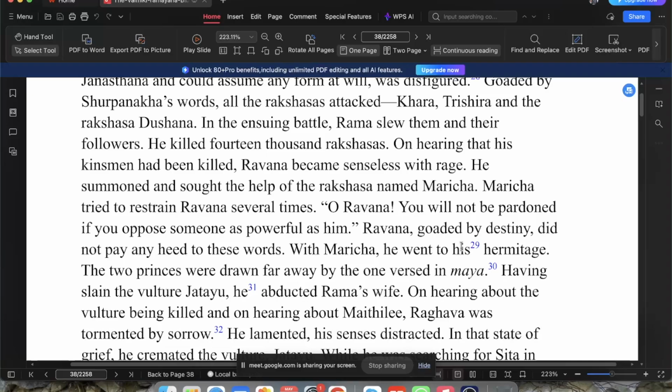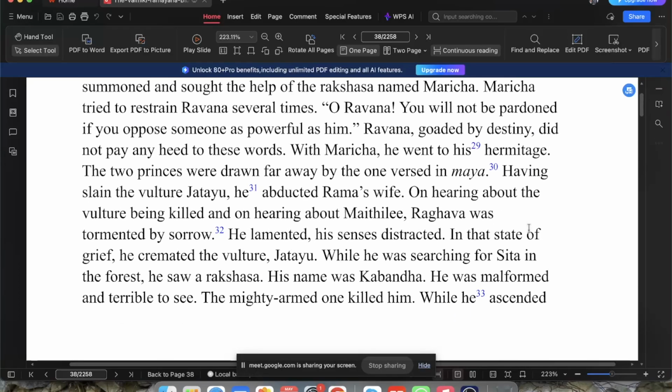He summoned and sought the help of the Rakshasa named Maricha. Maricha tried to restrain Ravana several times: O Ravana, you will not be pardoned if you oppose someone as powerful as him. Ravana, goaded by destiny, did not pay any heed to these words. With Maricha, he went to his hermitage. The two princes were drawn far away by the one versed in Maya, that is Maricha. Having slain the vulture Jatayu, he abducted Rama's wife. On hearing about the vulture being killed and on hearing about Maithili, Raghava was tormented by sorrow.